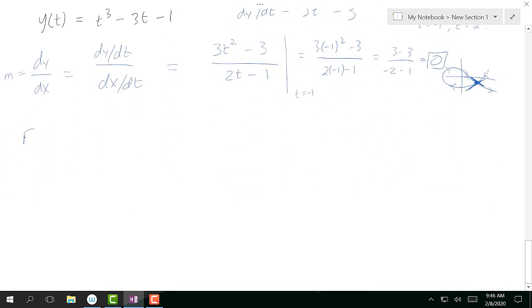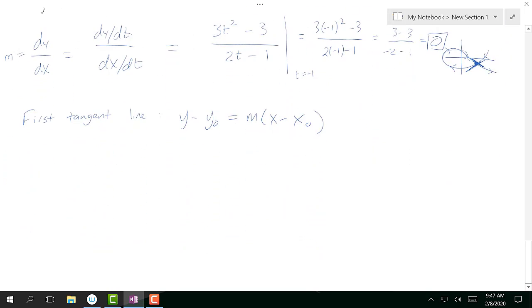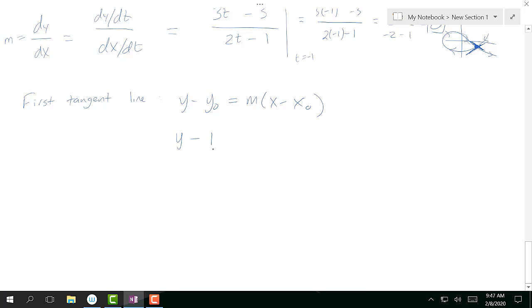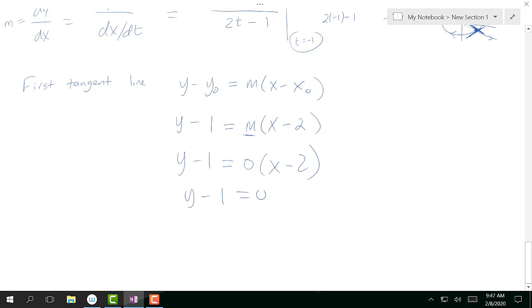Okay, so let's look at this first tangent line. We have y minus y naught equals m times x minus x naught. We know the point x naught, y naught. That's (2, 1). So I'm going to get y minus 1 is equal to m times x minus 2. And the slope that we just calculated, this m, for the case of t equals 1, is going to be 0. So I get y minus 1 equals 0 times x minus 2. That just leaves me with y minus 1 equals 0, which is, of course, y equals 1. All right, so this is our first tangent line.